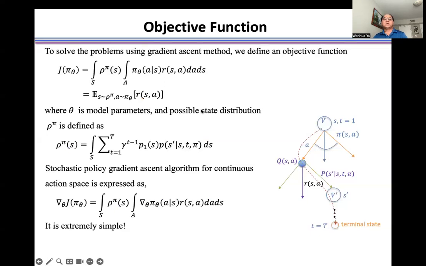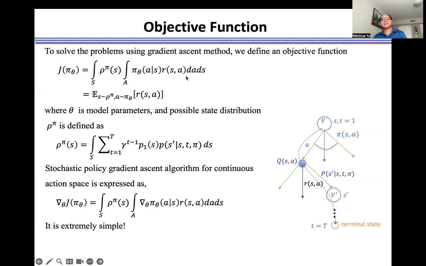How to create the objective function? The objective function, we use the gradient ascent method. That means we need to find a policy that makes this function maximum. That's the idea. First, this function is the expectation reward.